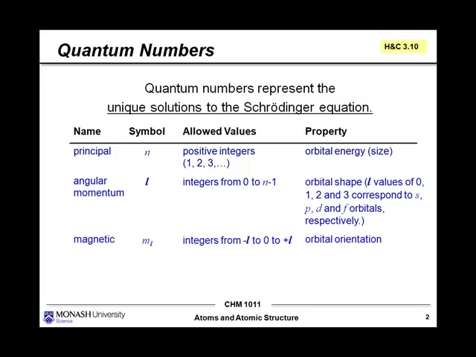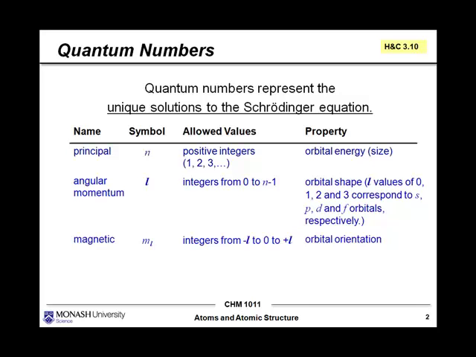So these quantum numbers ultimately represent the unique solutions to the Schrödinger equation. When I say solutions, it's much the same as, for example, solving a quadratic equation, where you have, for example, x minus 3 times x minus 2 equals 0, and you have to solve for x. These quantum numbers are solutions to an equation, the Schrödinger equation. And the Schrödinger equation can be used to describe atoms.